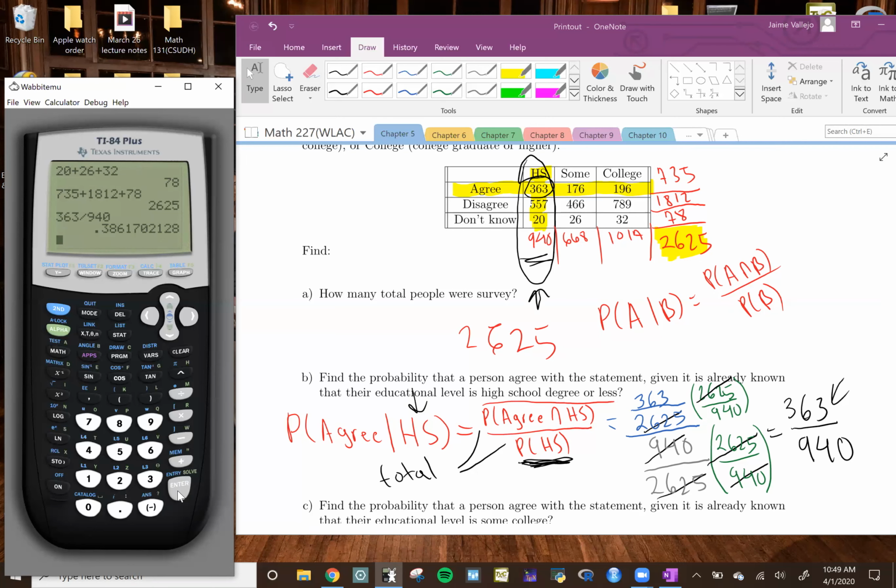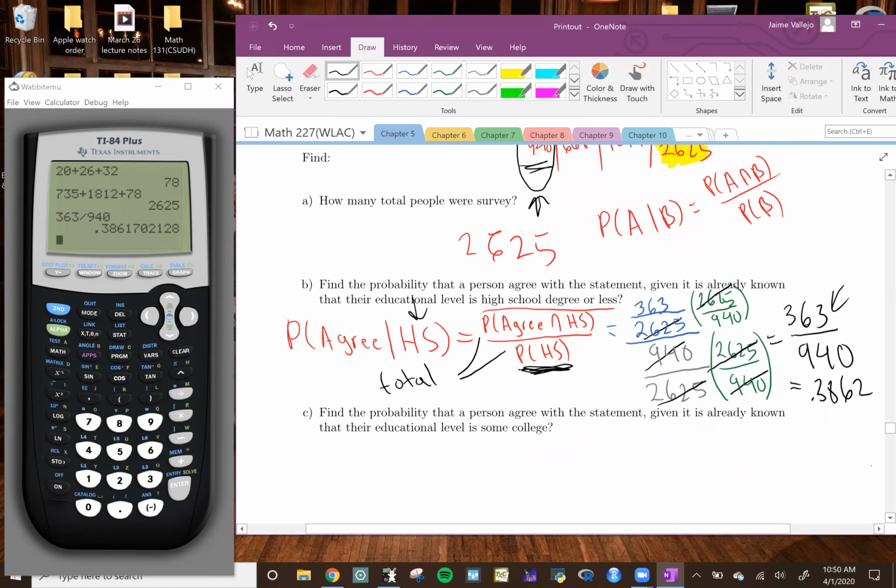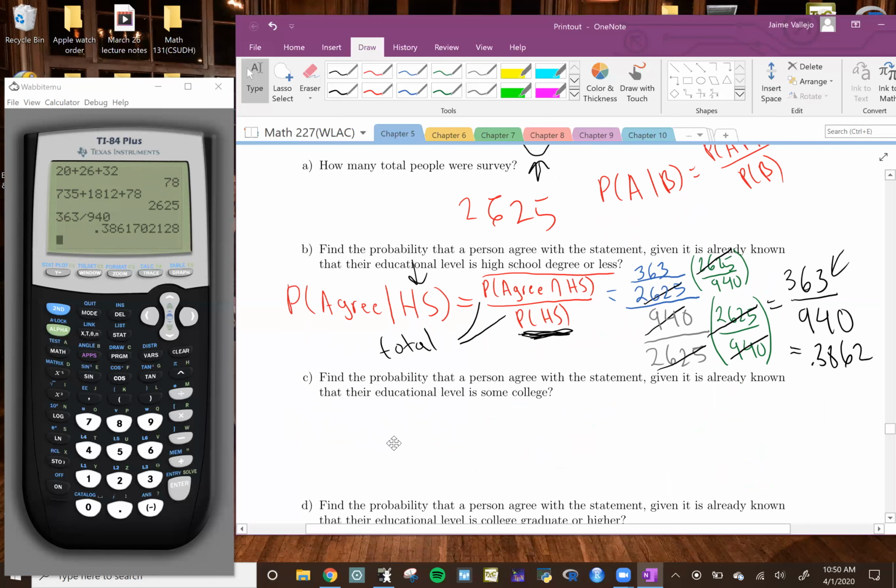All right. So that will be equal to 0.386. So that's it for B. Let's do C. So for C, it says, what is the probability that a person agrees with the statement given it is already known that their education level is some college?